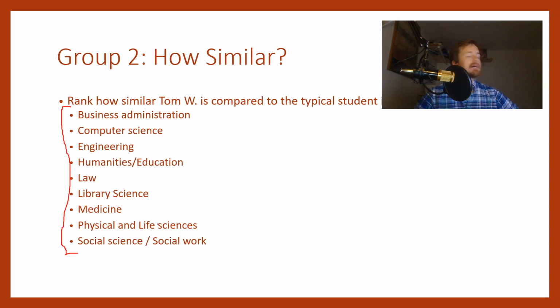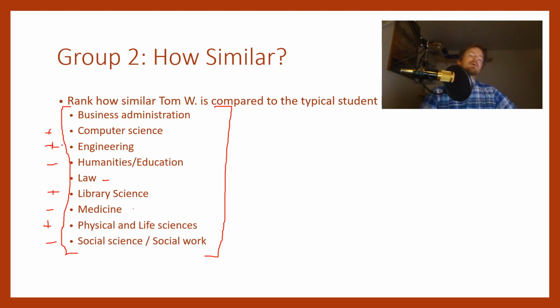So basically what they were asked to do is to rank on a scale of 1 to 9 how similar he is compared to the typical student in these fields. And again, I encourage you to try this yourself. Usually when I'm in the classroom, people will say that he is more like computer science, engineering, and maybe life sciences. Sometimes people will say law, sometimes medicine. Oh, library science as well. And they say that he's probably less like somebody in medicine, somebody in social science, and less like somebody in education.